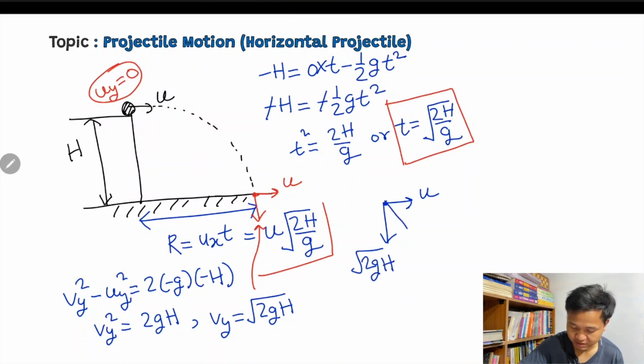So the speed will be in between them. Okay, so you know how to find out speed from velocity. So the velocity is u i cap plus root over 2gh j cap. If the question asks for speed, you just find out the magnitude of this vector. Okay.